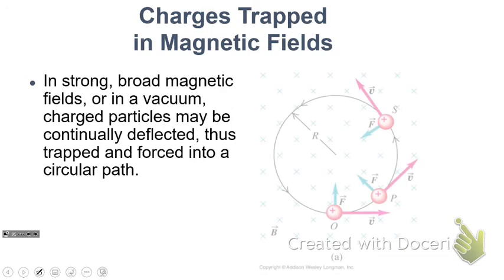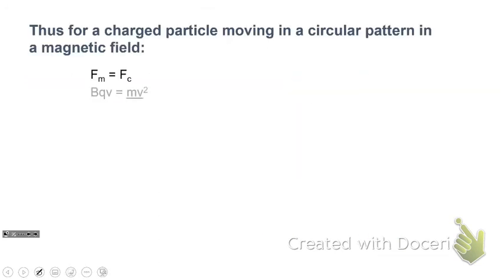Wait, that formula is Fc equals mv squared over r? This one, right? Yeah, exactly. So when a charged particle is moving in a circular pattern in a magnetic field, the force causing that particle to move in a circular motion is the motor force. So we see that the motor force is the centripetal force. Motor force is QVB or BQV, and centripetal force is mv squared over r.